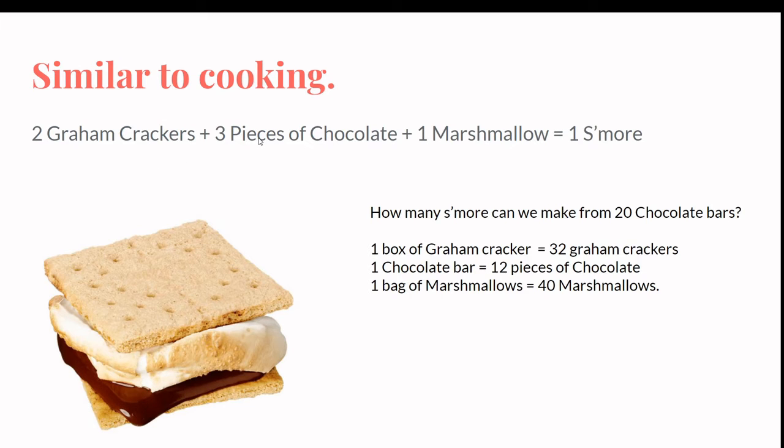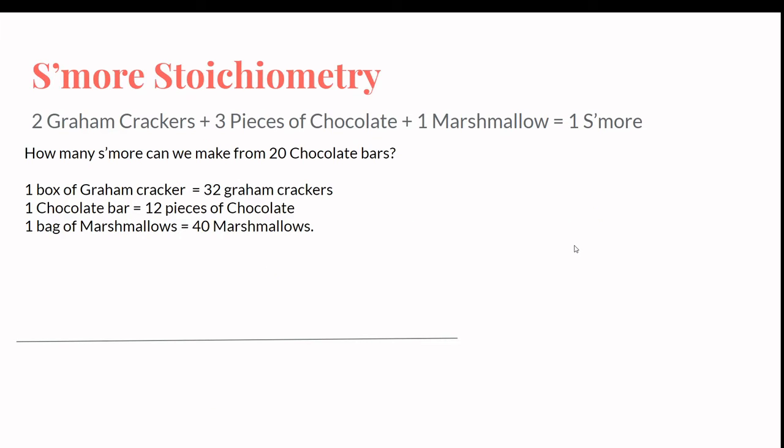Okay? Now, I told you before that our goal is always to get to moles. And the reason why is right here. We're going to use these conversion factors to get us to our moles of everything properly. So let's solve this first question, though. How many s'mores can we make from 20 chocolate bars? So we're going to start, and just like we've been doing this entire time, we're going to write down what we have. And we have 20 bars of chocolate.